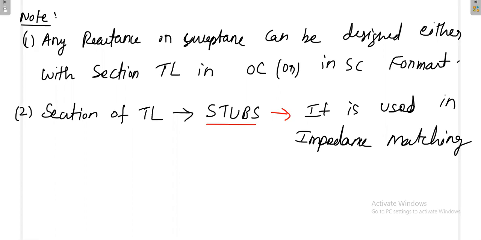In future, we will see there are two types of stub matching. One is single stub matching and another one is double stub matching. There are some advantage and limitation on both. Okay, so we'll see it later. Now, next is phase velocity.